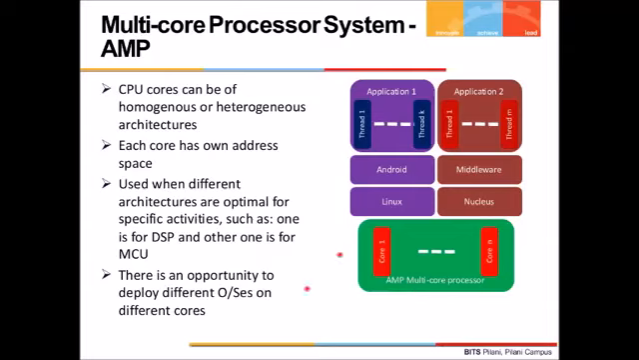Since each core is of different architecture, you can have a different type of operating system running in each core. For example, one core can be a DSP and the other one can be of a different architecture. In one core you can have, for example, Linux, then Android, then its own applications, whereas in another core you can have some other operating system like Nucleus, then its own middleware and its own application. So that is what an AMP system is all about.